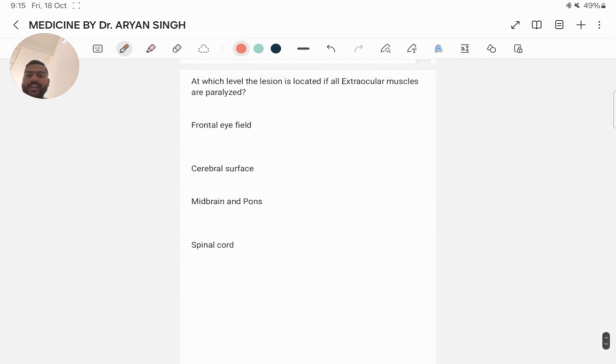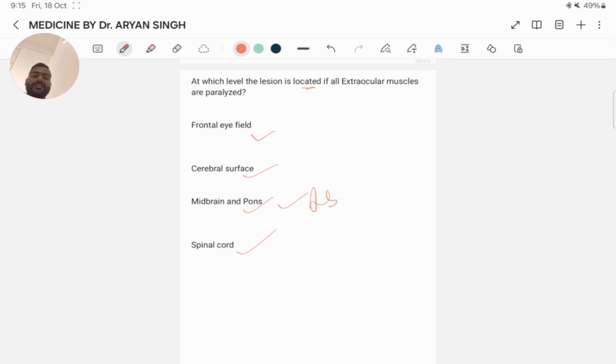Next question. At which level is the lesion located if all extraocular muscles are paralyzed? Frontal eye field, cerebral surface, midbrain and pons, or spinal cord. Here the answer is midbrain and pons. Because when the midbrain and pons are affected, the cranial nerves 3, 4, 5, 6, 7 and 8 are lost due to their location. The oculomotor nerve loses its control and hence extraocular movements are lost.